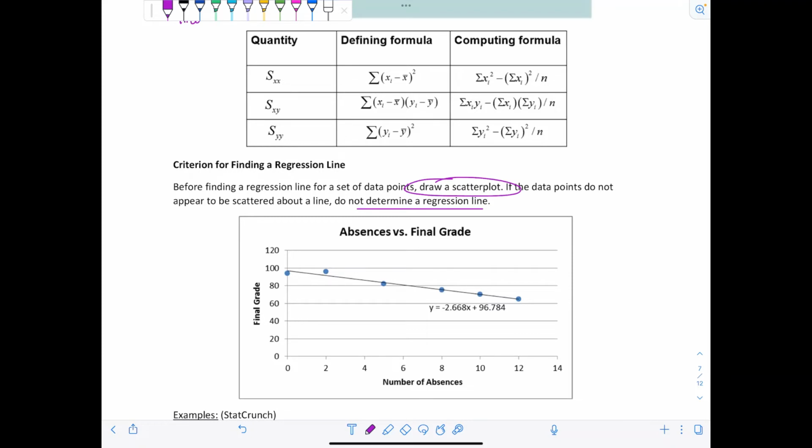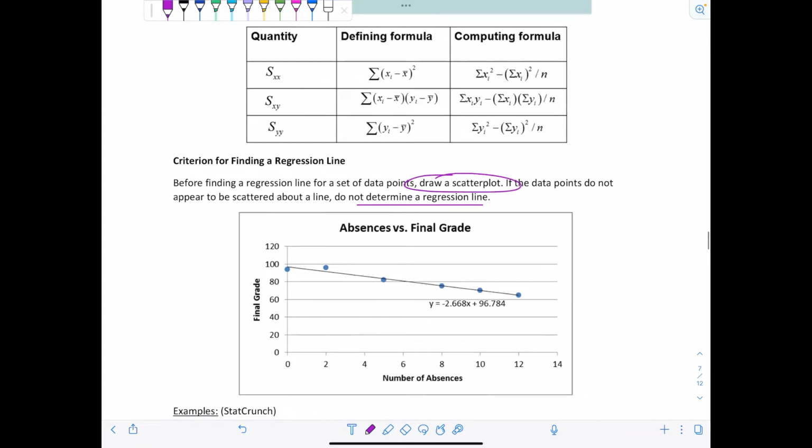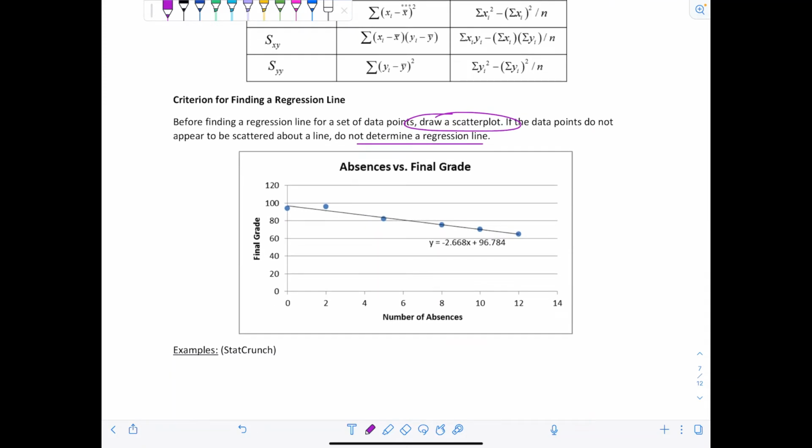And then here is that example that I showed you earlier of the teacher collecting the data on 6 students, their absences versus their final grade. The scatter plot is shown, and then in Excel, I went in and got the equation of the regression line. Notice it's sloping downward. We'll talk about what that means. And then the y-intercept is 96.784.